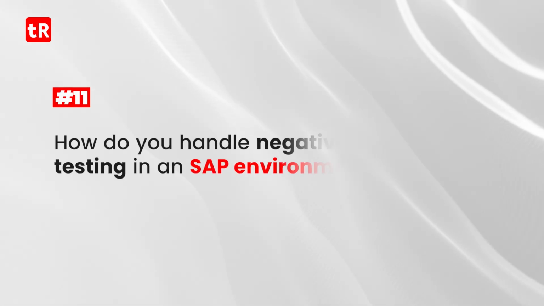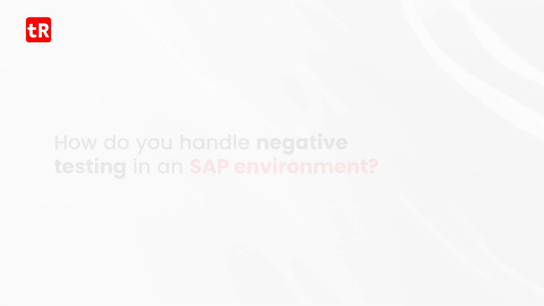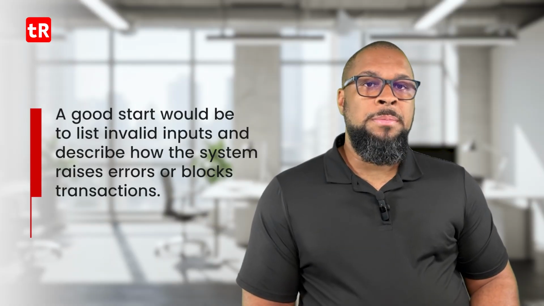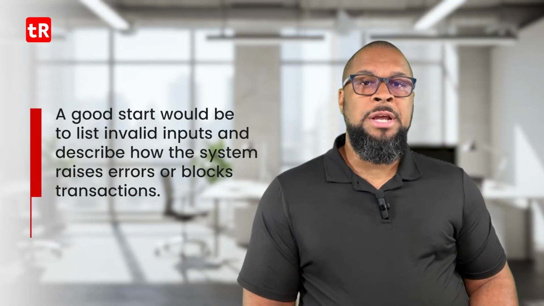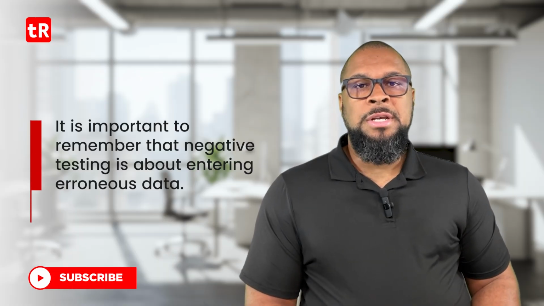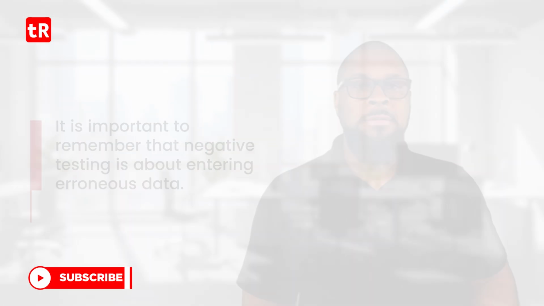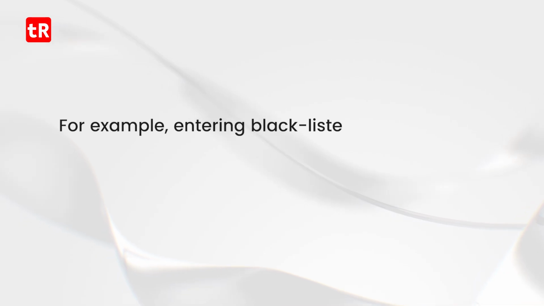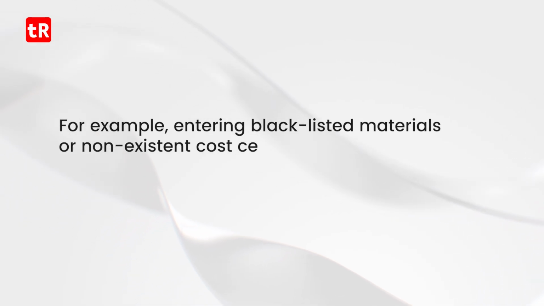Now let's make our way to question 11. How do you handle negative testing in an SAP environment? A good start would be to list invalid inputs and describe how the system raises errors or blocks transactions. It is important to remember that negative testing is about entering erroneous data. For example, entering blacklisted materials or non-existent cost centers.